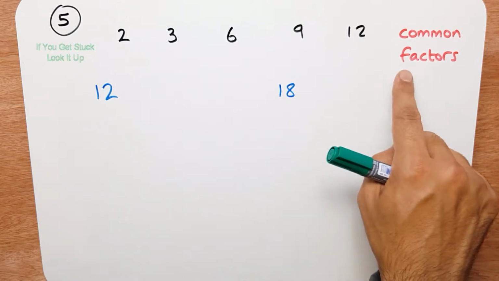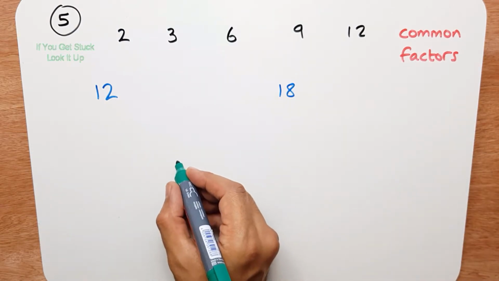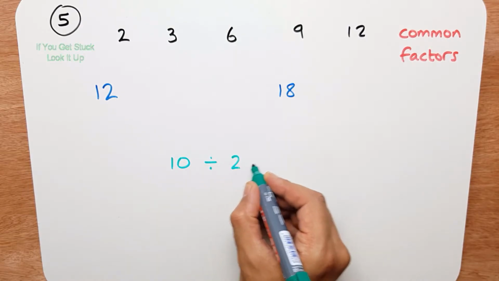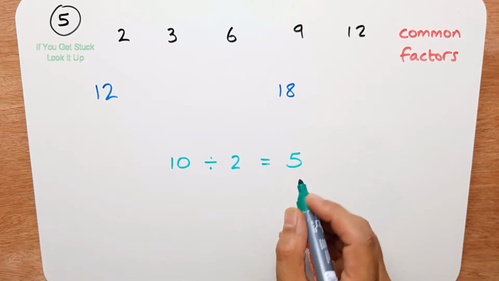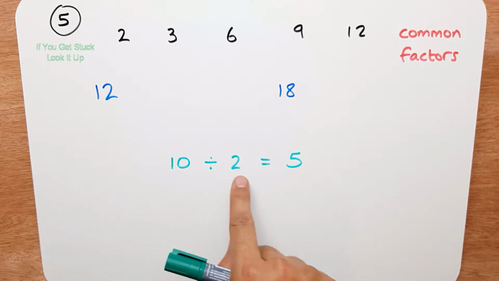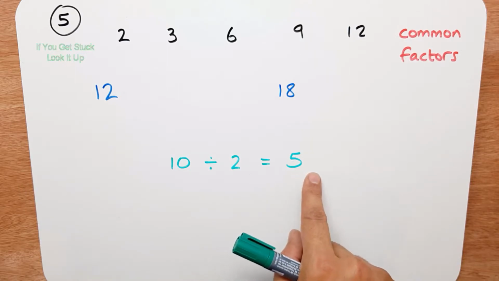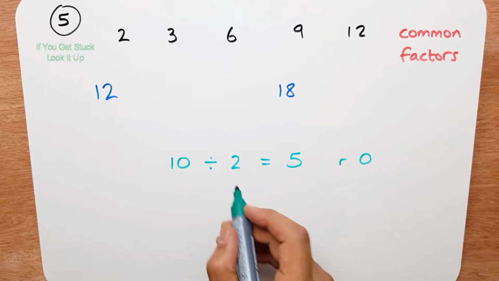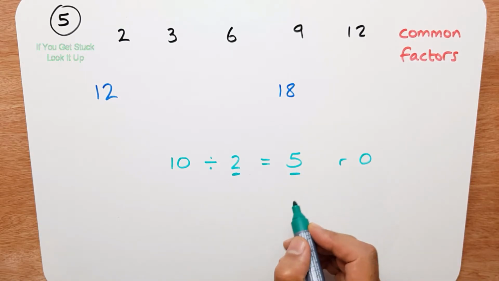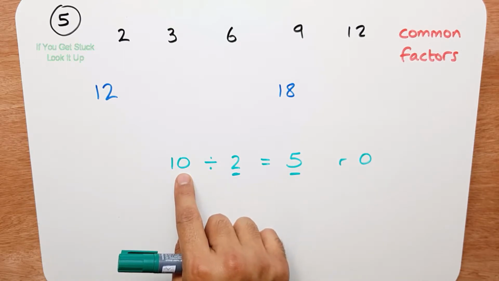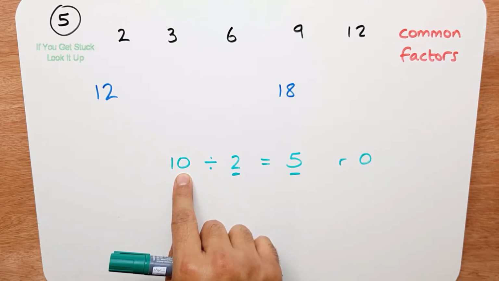So what I'll do is look at the word factor. Let me give you an example. 10 divided by 2 is 5. Because 10 divides by 2, 5 times, and leaves no remainder, so the remainder is 0, 2 and 5 are both factors of 10. So any number that divides into another number and leaves no remainder is a factor.